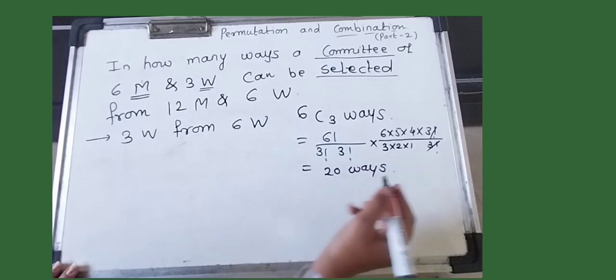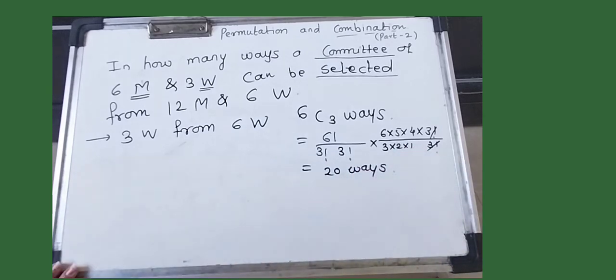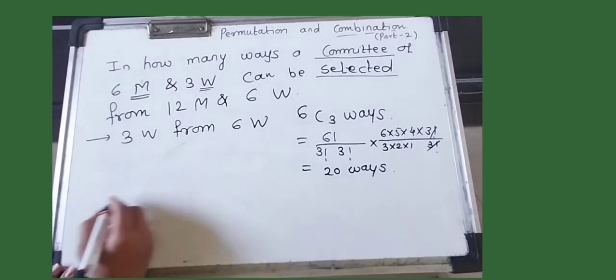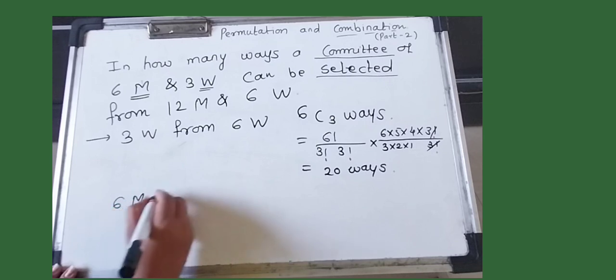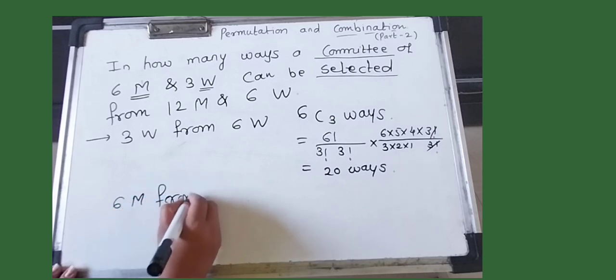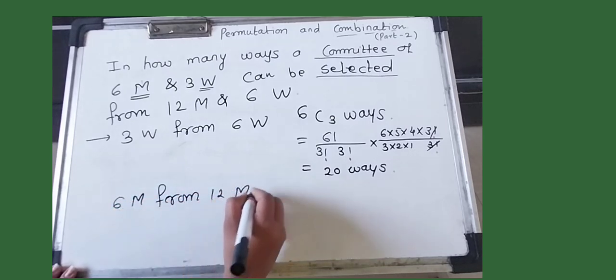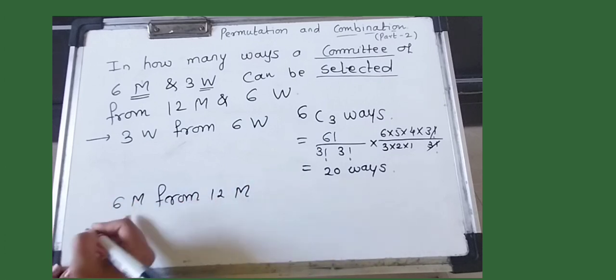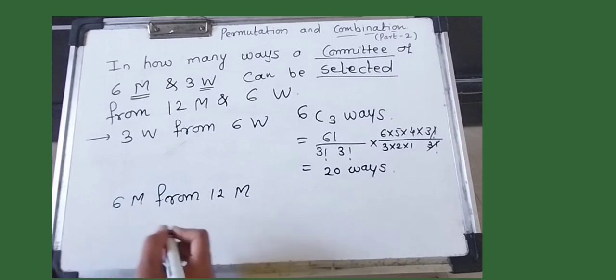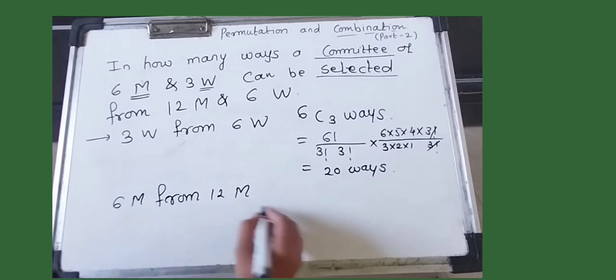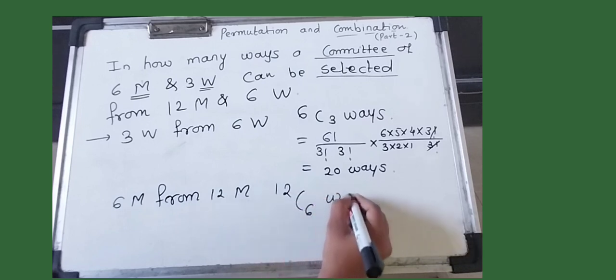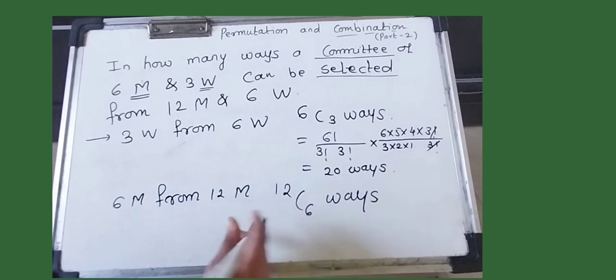20 ways. Similarly, what is the next condition? Next is 6 men from 12 men. Availability of 12 men. We have to select 6. Okay. So we selected, it is in the 12C6 ways. Okay. This is the N, this is R.